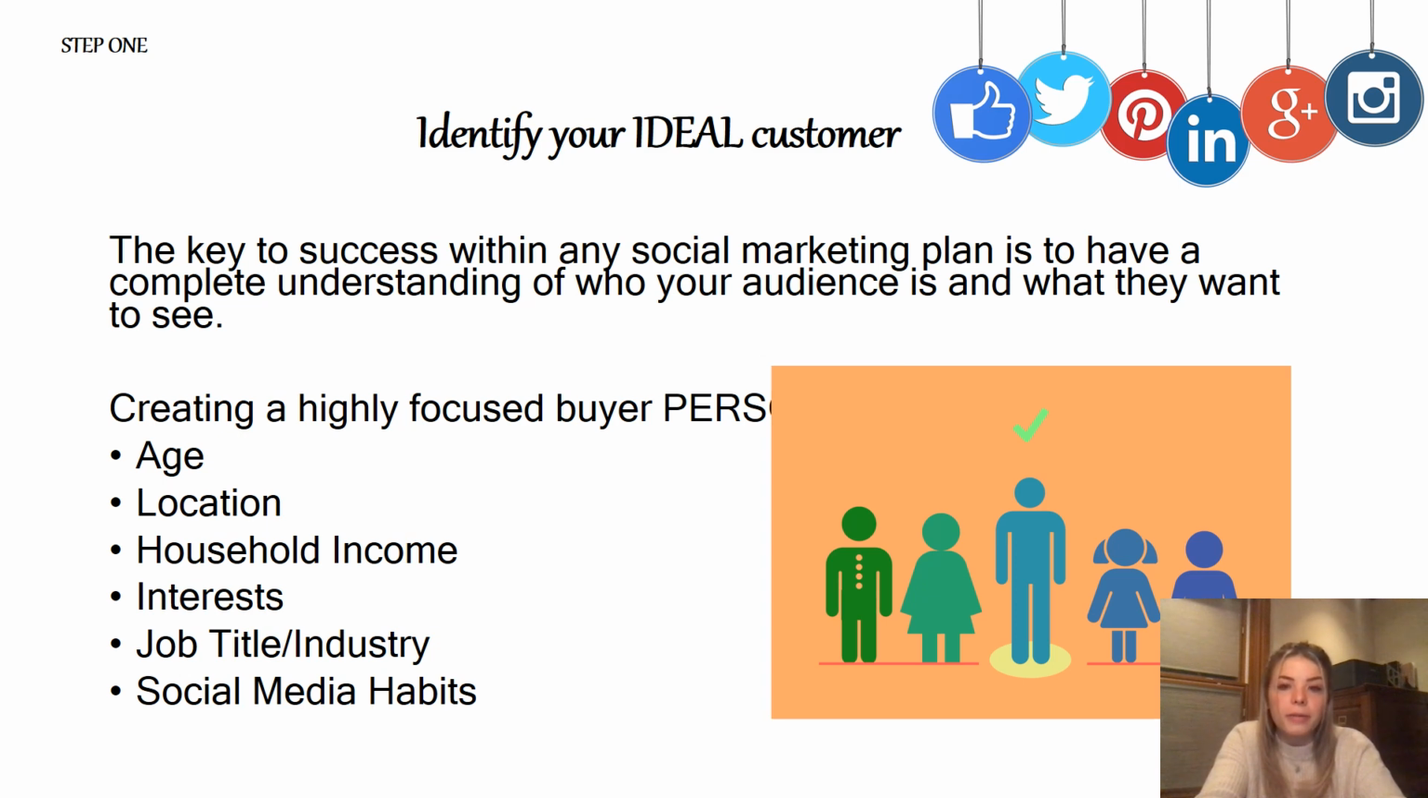So, the first step of creating an effective social media marketing plan is to identify your ideal customer. In order to do this, you want to start by creating a highly focused buyer persona. For this step, think of it almost as the game of Sims. Imagine that you're in a life simulation game where you're able to completely design someone's life. However, this person or persona that you are designing is a spitting image of your business's ideal customer.